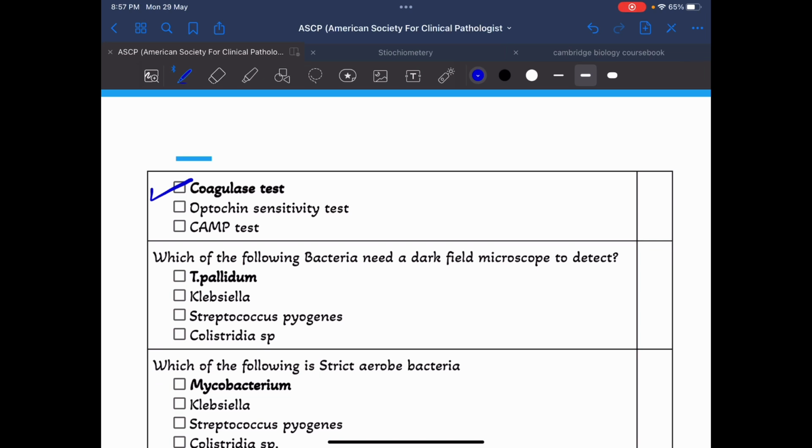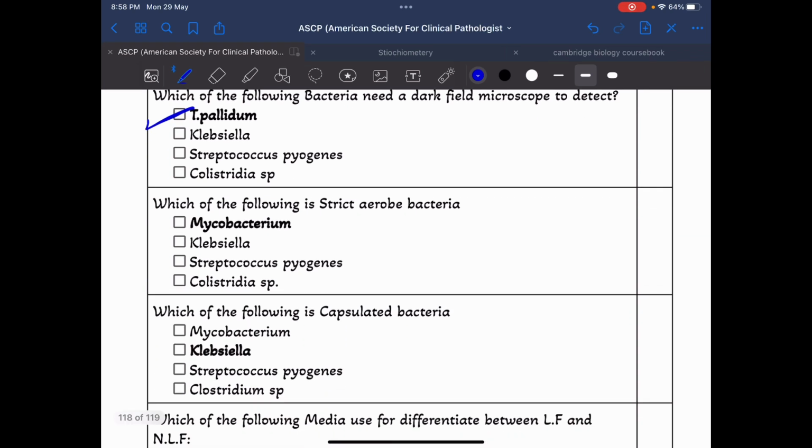Which of the following bacteria need a dark field microscope to detect? Treponema pallidum, Klebsiella, Streptococcus pyogenes, Clostridium species. The correct answer is Treponema pallidum, because it is a spiral bacterium, so you will see it better under a dark field microscope. Which of the following is a strict aerobic bacteria? Mycobacterium, Klebsiella, Streptococcus pyogenes, Clostridia species. The correct answer is Mycobacterium, like Mycobacterium tuberculosis.